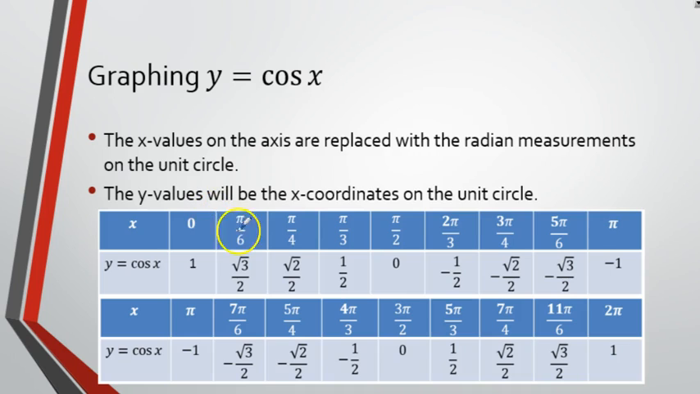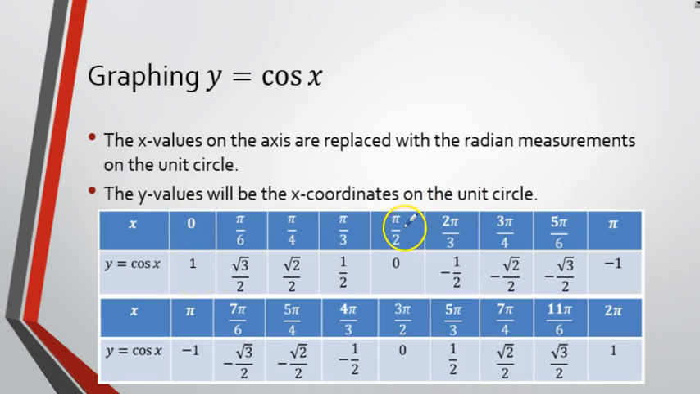I'm still going to have 0, pi over 6, pi over 4, pi over 3, pi over 2, etc. However, if you're using your unit circle for reference, now the numbers that I'm writing down for the y coordinates of my graph, those are going to be the x coordinates of the unit circle, because that's what cosine is based on. Cosine is based on the x coordinates. So starting at an angle of 0, if you take cosine of 0 or look at the x coordinate at an angle of 0, you see 1. So that's an important one to mark.